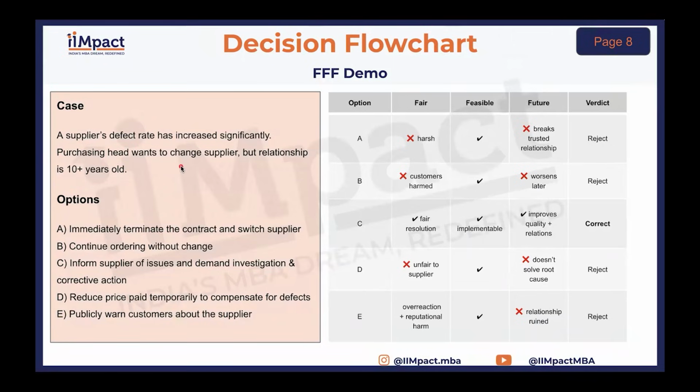So once your stakeholders are finalized, we can now move towards what is the issue that we are trying to address. By changing the supplier, what is the issue that you are trying to address?